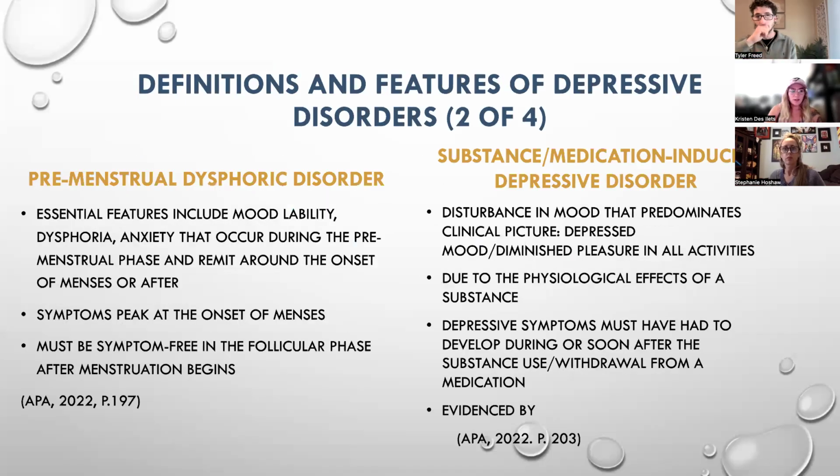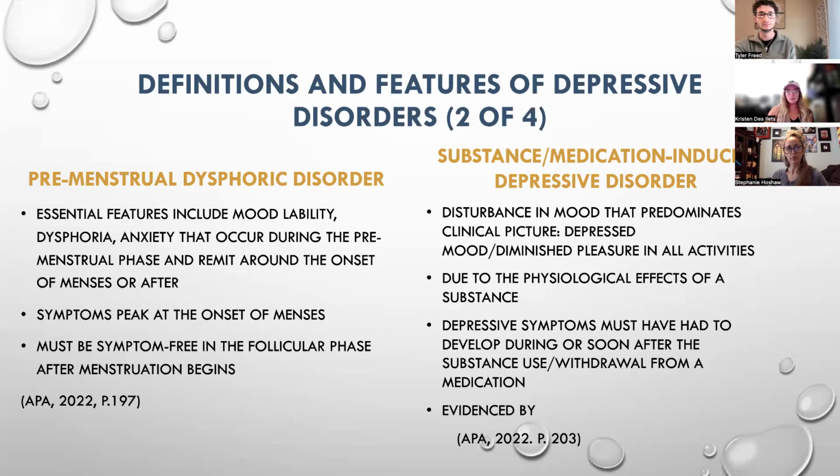So next we have premenstrual dysphoric disorder. Essential features include mood lability, dysphoria, and anxiety that occur during the premenstrual phase and remit around the onset of menses or after, and symptoms peak at the onset of menses. Must be symptom-free in the follicular phase after menstruation begins.